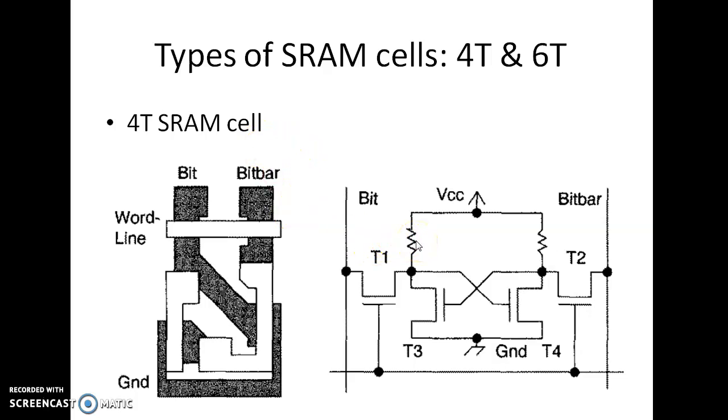And so what is a 4T cell? It has 4 transistors: T1, T2, T3 and T4. T1 and T2 are the pass transistors, and T3 and T4 are the driver transistors. Right? And 2 resistors at the pull-up side. So this is the concept of the 4T SRAM cell. And what is the drawback of this 4T SRAM cell?